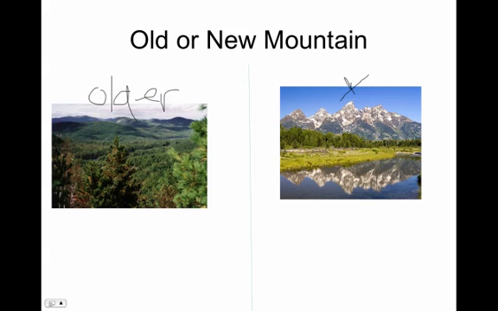This is a newer mountain range. Vegetation hasn't creeped up to the tops of the peaks. There's much more rock layer, and it's jagged and more peaked. So new mountain ranges versus old. Less erosion, more erosion. Less vegetation, more vegetation.